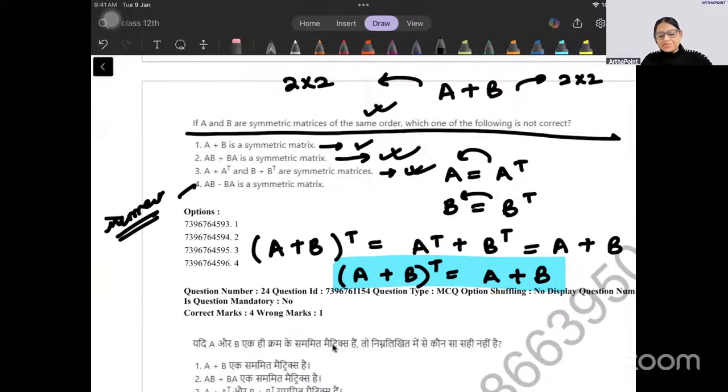AB minus BA is a symmetric matrix. This is false. Correct. All of you are right.